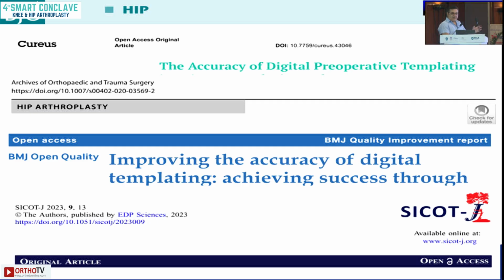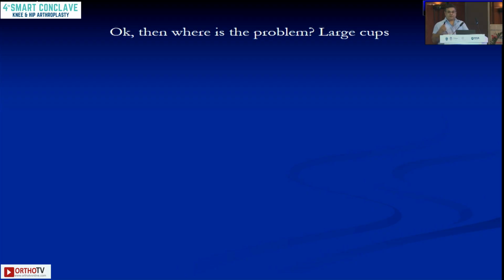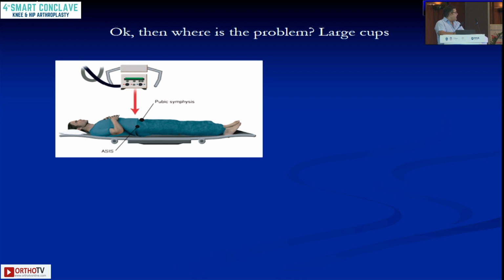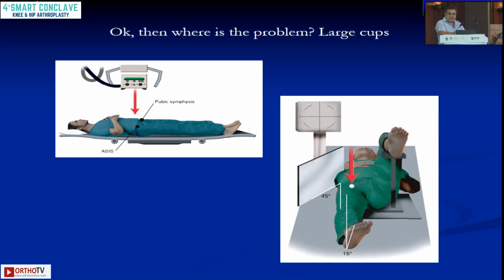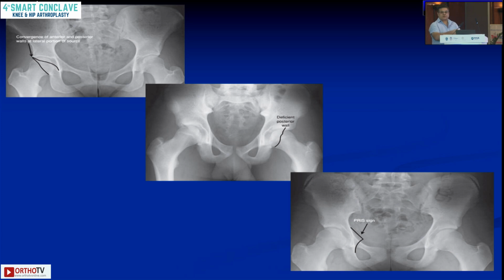And there are many different papers that support the concept of this King marker. So if this is okay, then what is the problem? The problem with digital templating is the large cups. If you go beyond 56 mm, then the accuracy decreases. Another problem is that you need proper X-rays for digital templating as well as for acetate templating. And sometimes it is not possible to get these good X-rays in the presence of gross deformity.